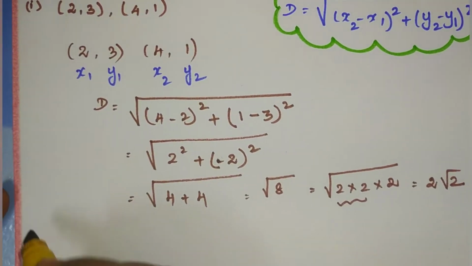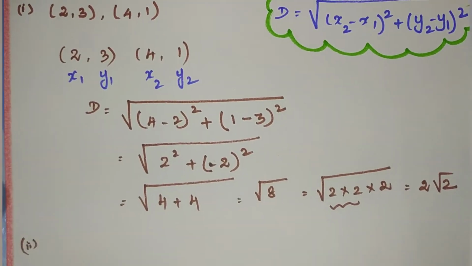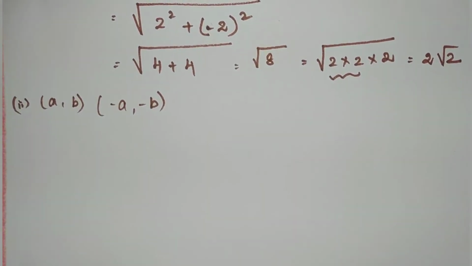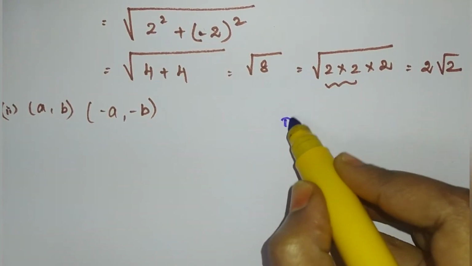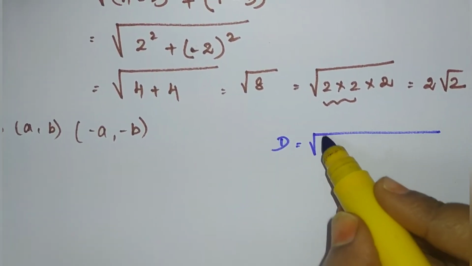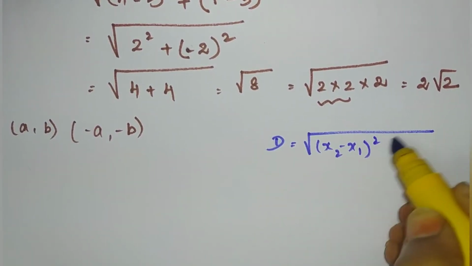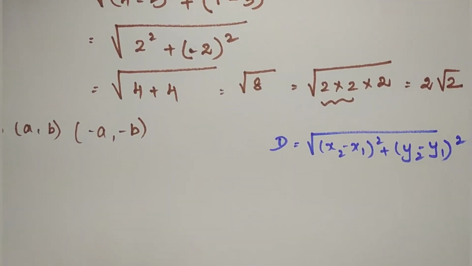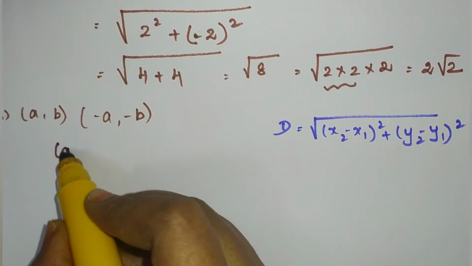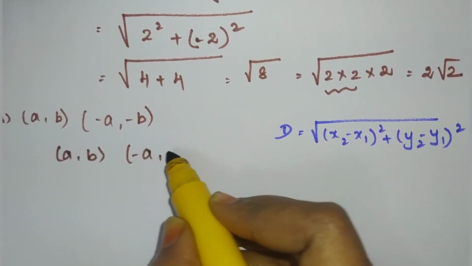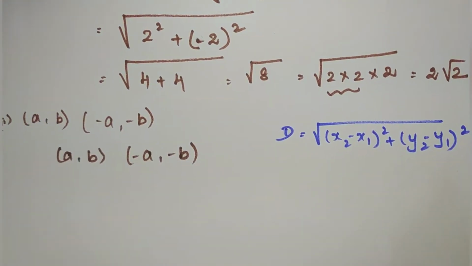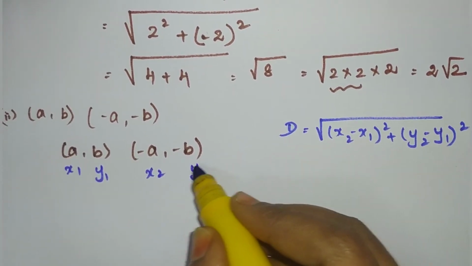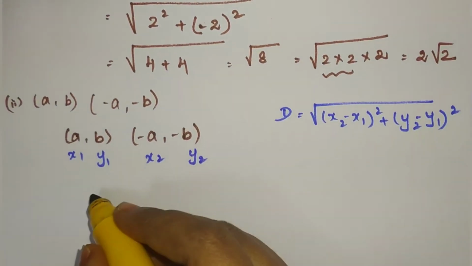Next, second subdivision problem. A comma B, minus A comma B. First write the formula. D is equal to root of x2 minus x1 the whole square plus y2 minus y1 the whole square. Then write the points A comma B and minus A comma minus B. Write which one is x1, y1, x2, y2. And then apply in the formula.